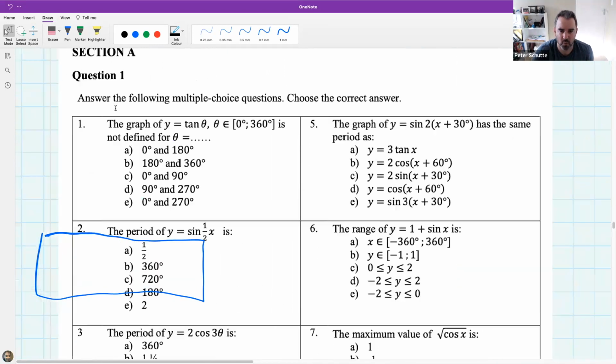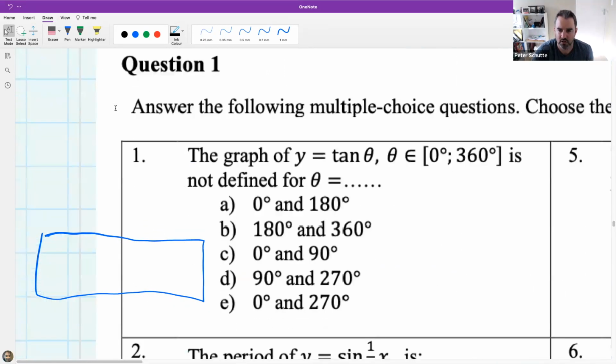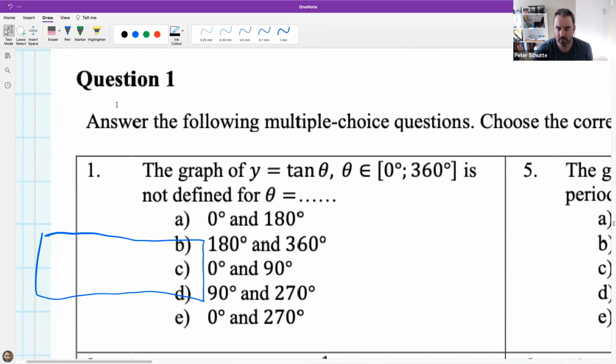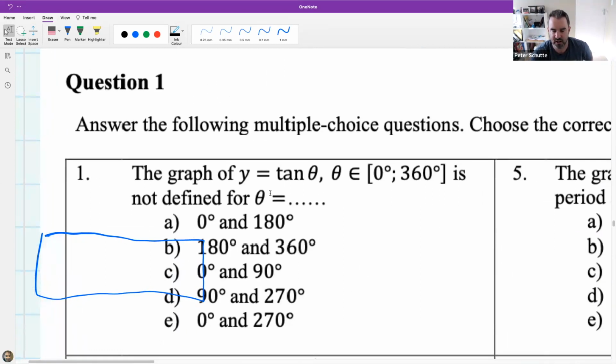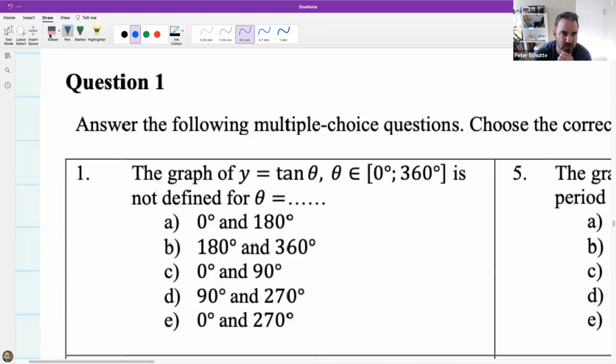Okay, let's just do number one. I'll zoom in for number one. So, last one before the break. The graph of y equals tan theta on the domain 0 to 360 is not defined for which of the two options? Is it A, B, C, D, or E?